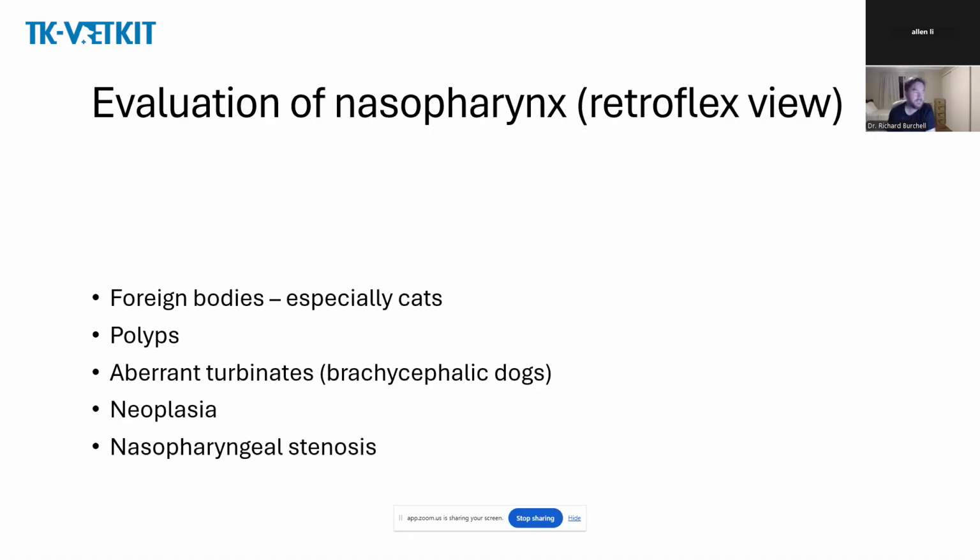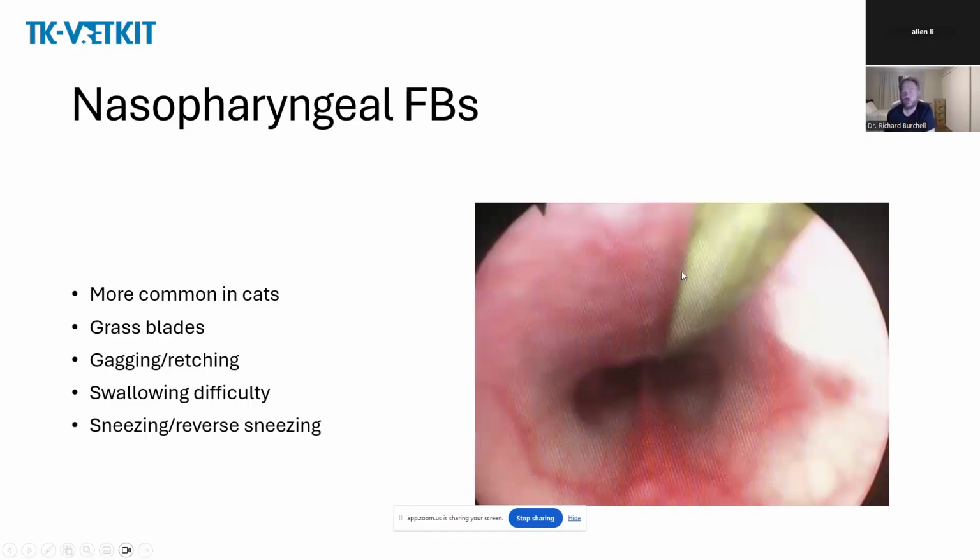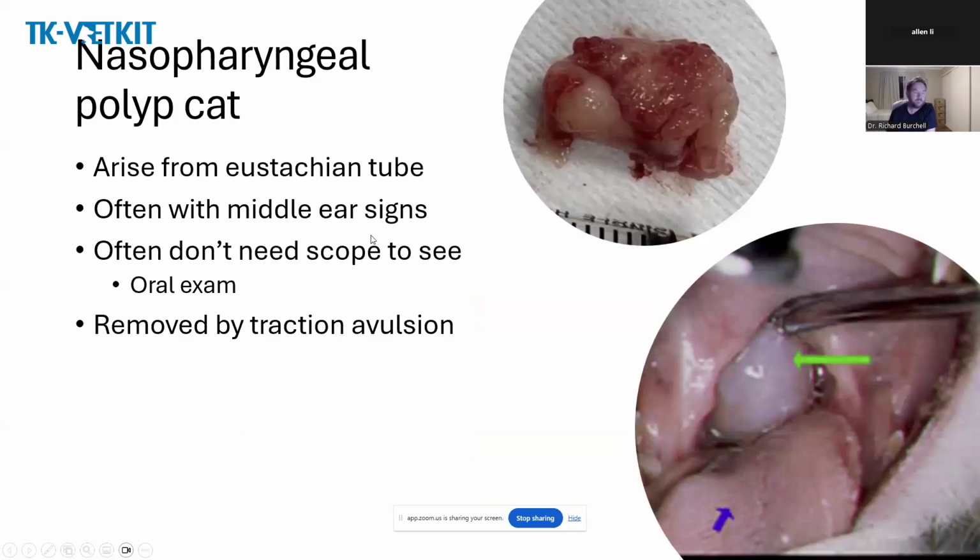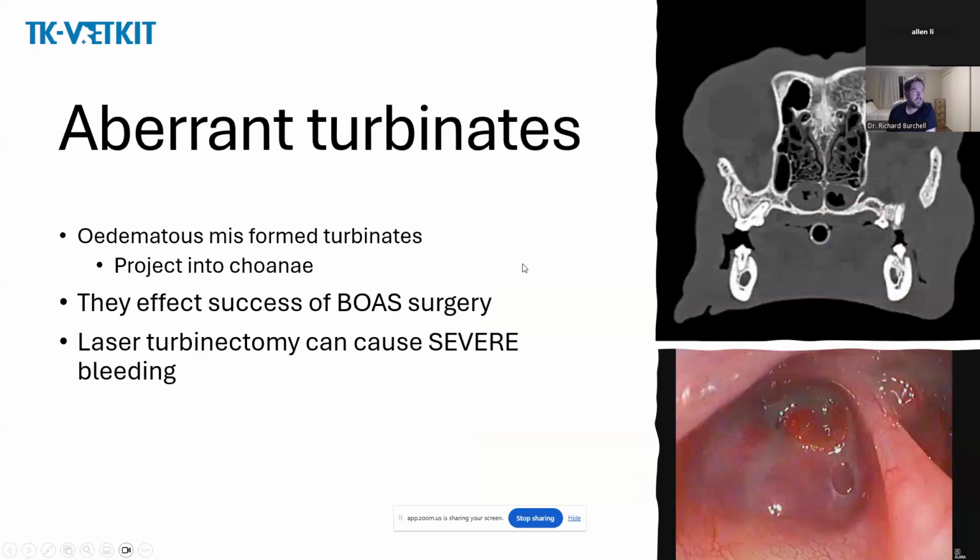I'll show you that in a bit. And then obviously you can see some cancers, and you can also see nasopharyngeal stenosis. So this is an example of a grass blade in the nasopharynx of a cat. And in cats, what we'll see is gagging, retching, difficulty swallowing. We can also sometimes see polyps in this region. They arise from the eustachian tube and they project into the nasopharynx. These are very satisfying to treat, I find, because you grasp them on the base and you pluck them off. It's called traction avulsion. It's a very successful procedure.